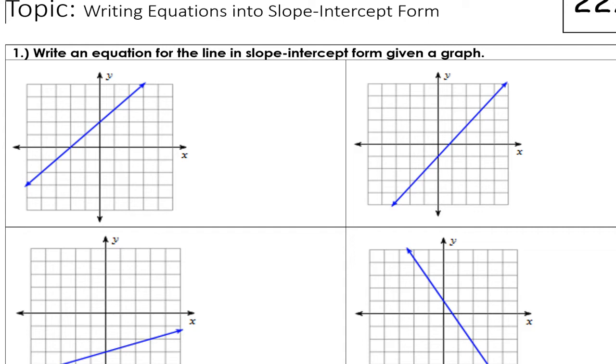Today we're going to start writing equations in slope-intercept form. Slope-intercept form is y equals mx plus b. Find the slope, find the y-intercept, and write the equation.